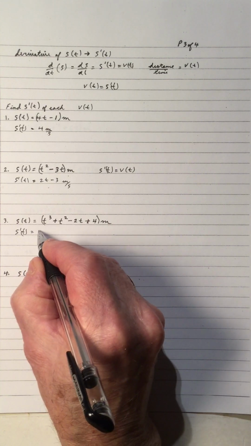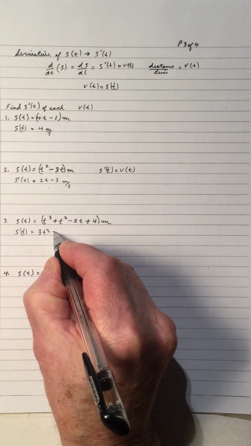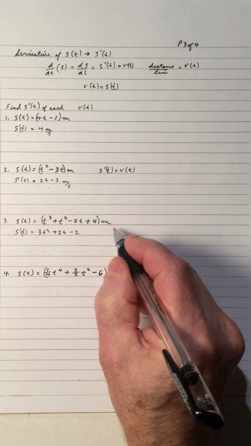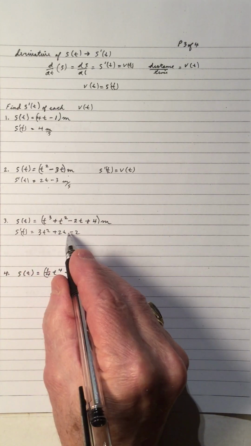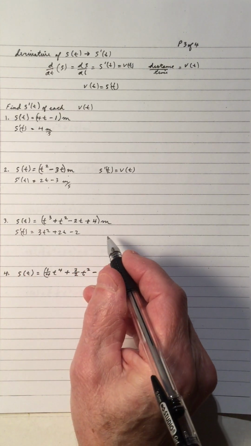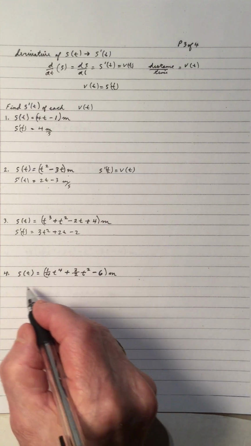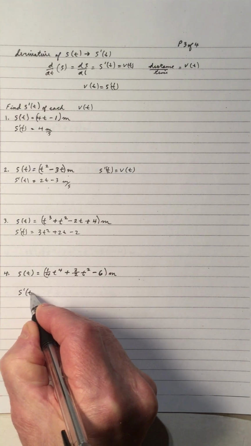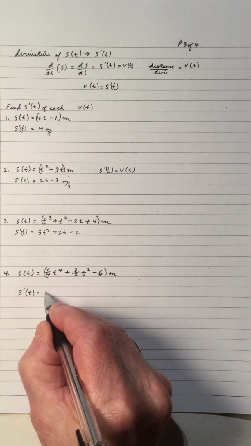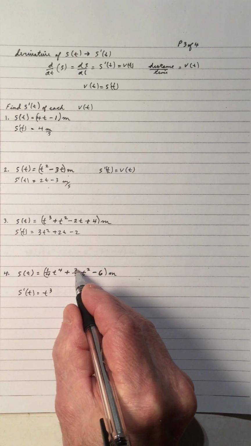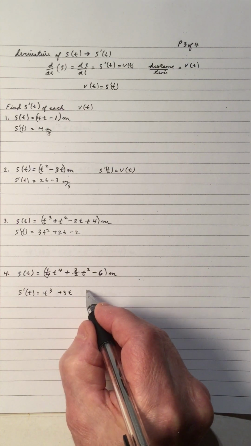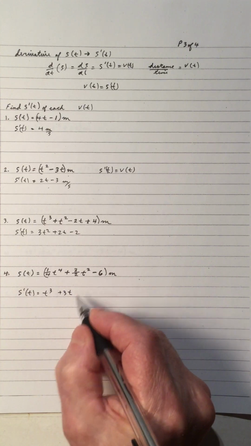So we have a cubic, so that's 3t squared plus 2t minus 2, and that's the velocity at time t. And we have a fourth power, so the derivative, velocity, 1/4 times 4 is 1, so that's t cubed. 3/2 times 2 is 3, t to the 1. Derivative of negative 6 is 0.